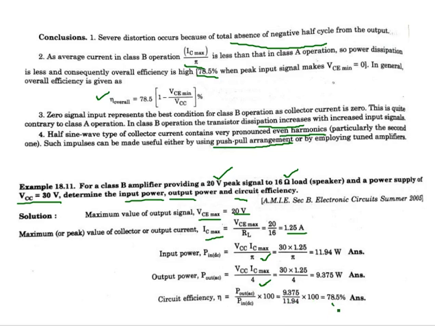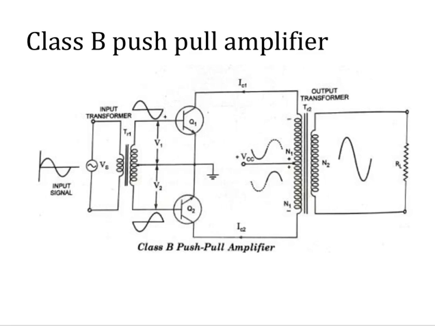Circuit efficiency, obviously you will get it as 78.5%. Next we'll see the class B push-pull amplifier. Why do we need this push-pull amplifier? Because in the previous one we saw that only half cycle is being reproduced, because it is in the cutoff. In this we are making use of two such transistors which are connected complementary, and then we are reproducing this half cycle also. So the signal is reproduced.